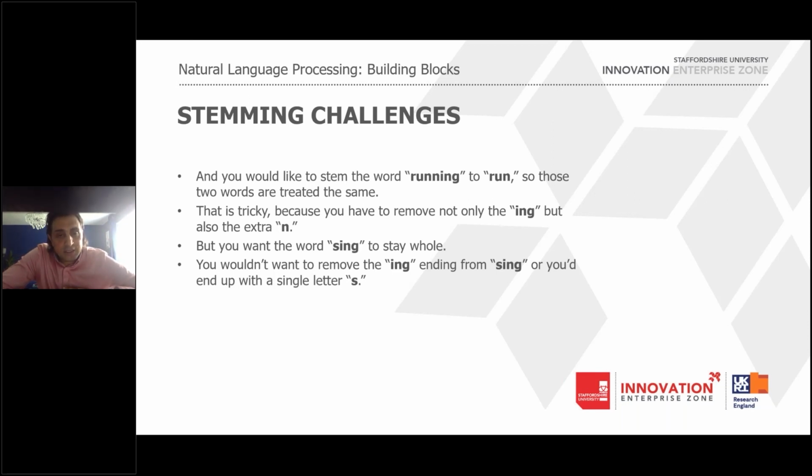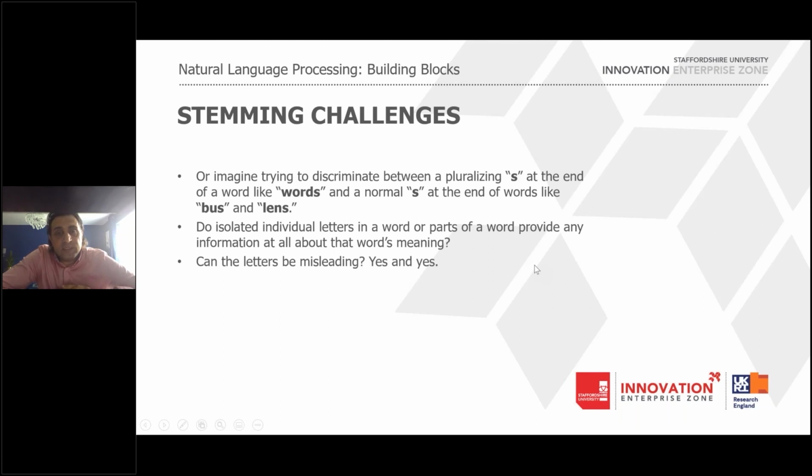And the other challenge is sing, for example. If you try to use the same concept and put s as one word and ing as one word, you come up with something that is not meaningful. Or imagine trying to discriminate between a pluralizing s at the end of a word, like words, for example, and the normal s at the end of words like bus or lens. Again, you're going to end up with different meanings.